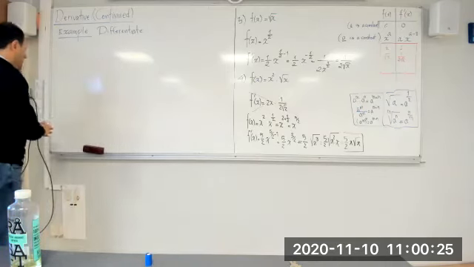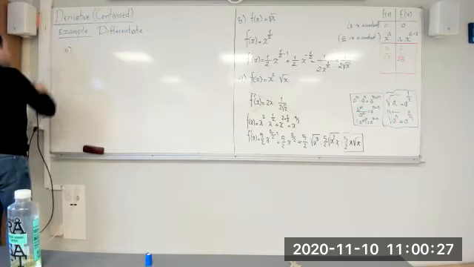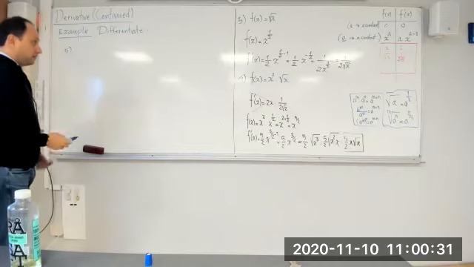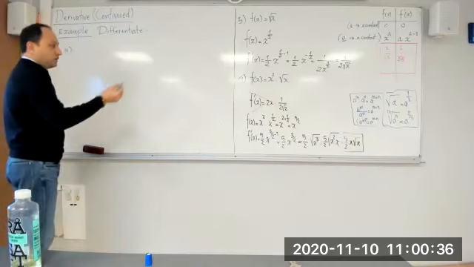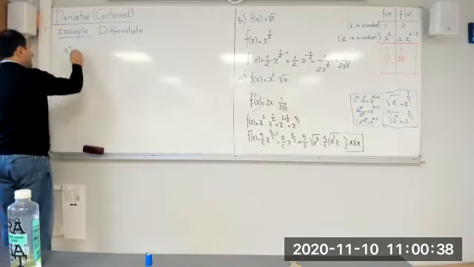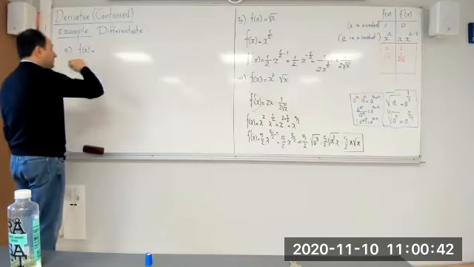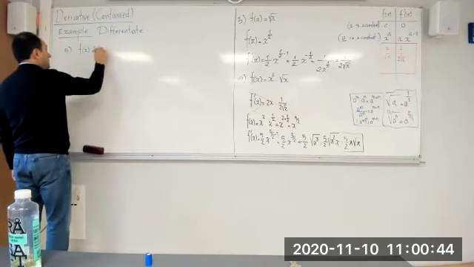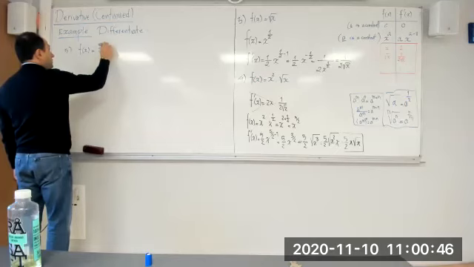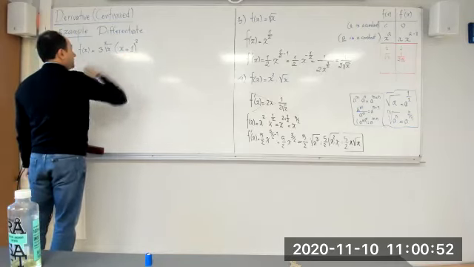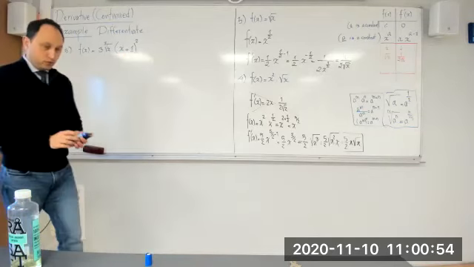So number 5, let me give you another example. So let me give you one and wait for you a little bit. Okay, so f of x is, for example, 3 times the cube root of x multiplied by x plus 1 to the power of 2. Okay, I will just wait a little bit for you, okay?